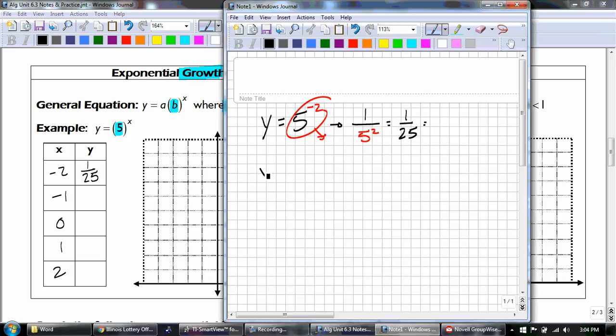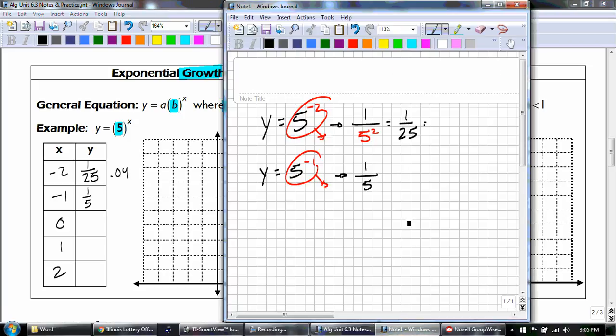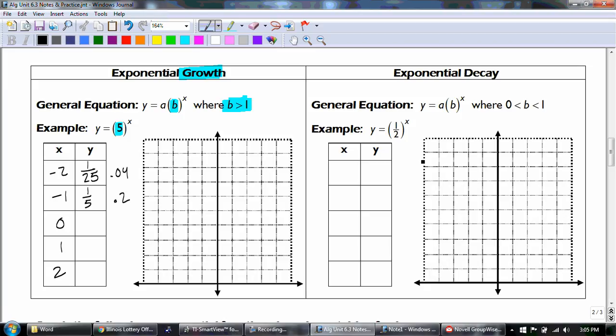Okay, our next one, y equals 5, and now we're going to plug in a -1. Once again, exponent negative, you drop it like it's hot. So we would get 1 over 5, and that's it. Okay, so 1/5, I'm going to write this as 0.2. 1/5, divide that out, you should get 0.2.